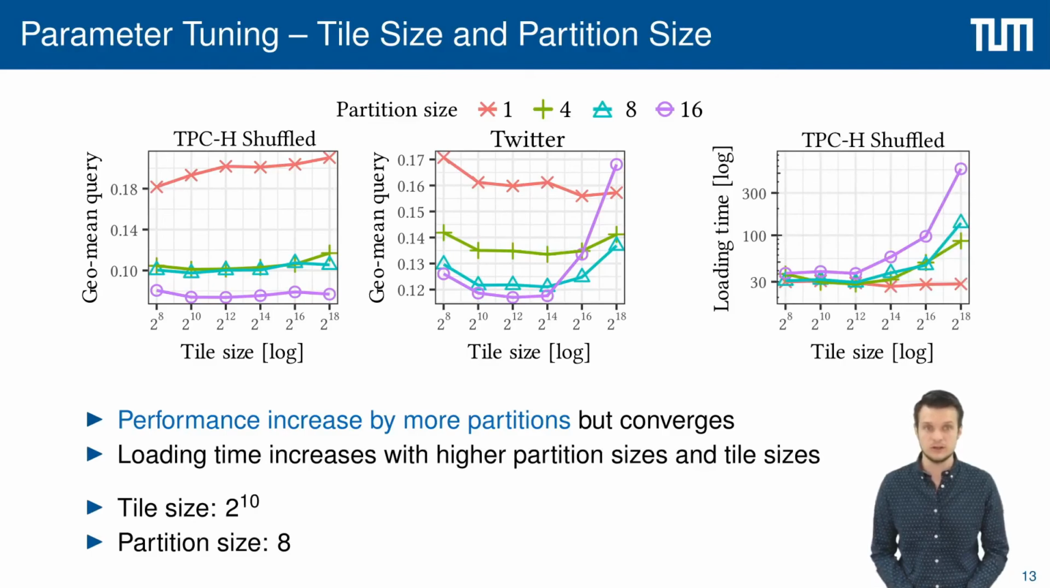When we look at the loading times, which directly are in conflict with more partitions as we need to reorder between more tiles, we can see that with a medium-sized partition size and a small number of tiles, we do not have any overhead with reordering. That's why we propose to use 2 to the power of 10 for tile sizes and a partition size of 8, because then we can combine the best of both worlds.